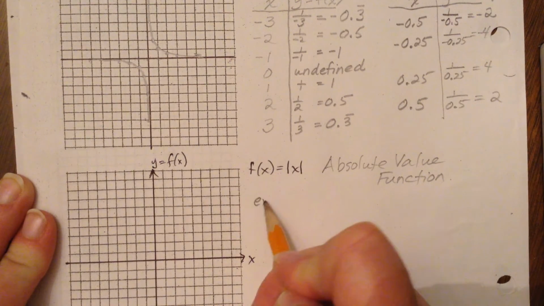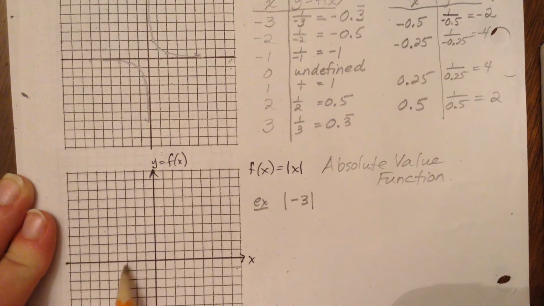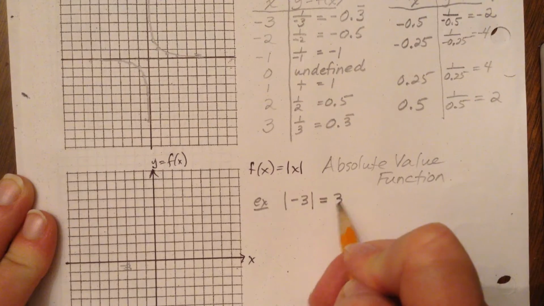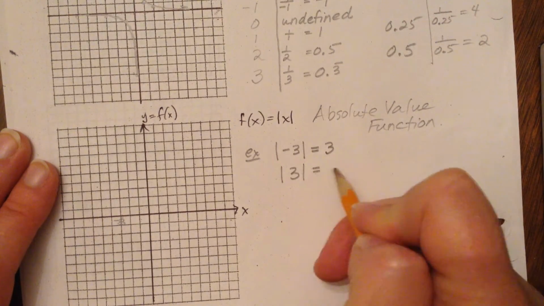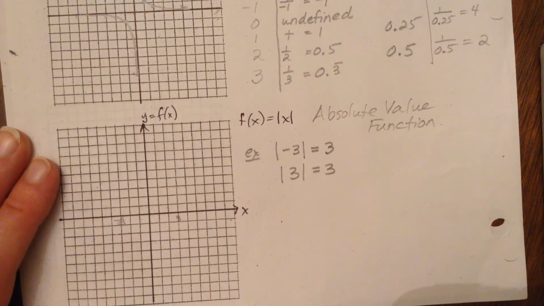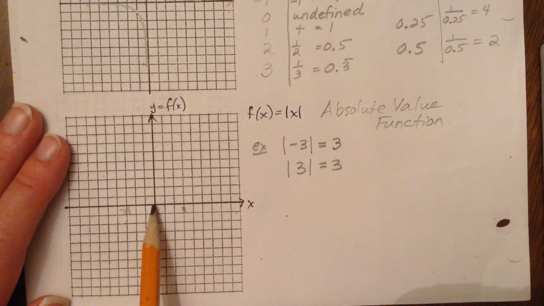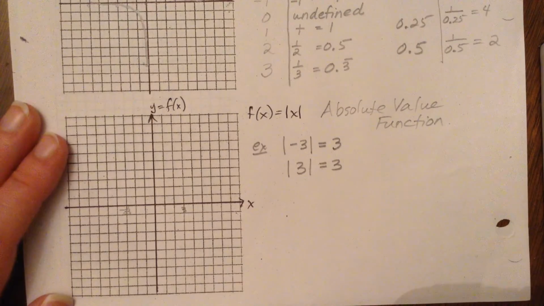So if, for example, I take the absolute value of negative 3 is here, and it is 1, 2, 3 units away from the y-axis. So absolute value of negative 3 is just 3. Absolute value of 3 would also be 3, because here's 3. It's also 3 units away from the y-axis. So absolute value just tells us the distance that that number is from the y-axis. So if the number is negative, it just essentially takes that negative sign off.